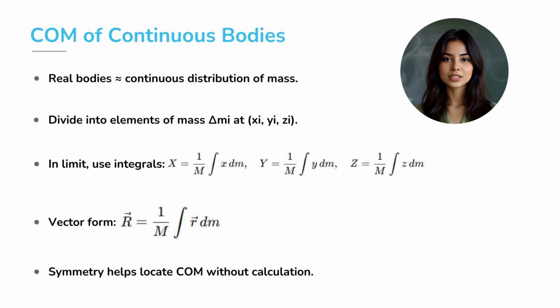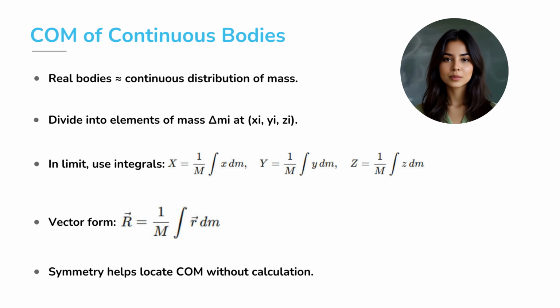So, capital X equals 1 over m times the integral of x dm. Similarly, capital Y equals 1 over m times the integral of y dm. And capital Z equals 1 over m times the integral of z dm. In elegant vector form, we write capital R equals 1 over m times the integral of r dm. This compact formula works for any solid body.